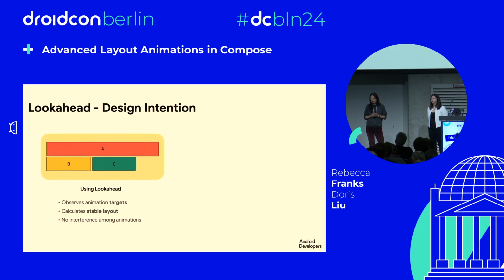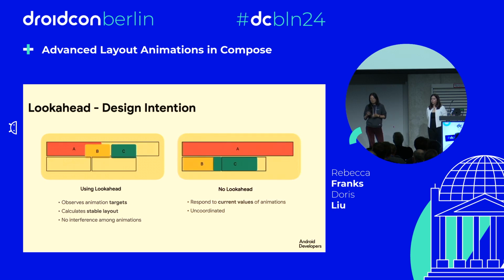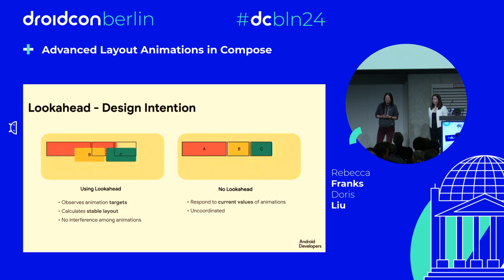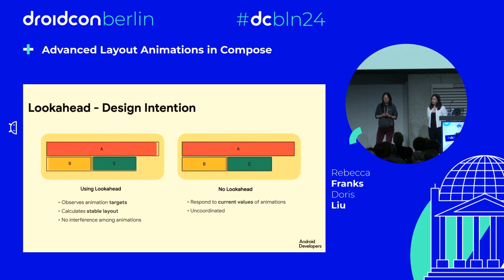The stable layout in this case is indicated with wireframes. Now, with the stable layout, we can just base our layout animation on the stable layout instead of on other animations' animated size. That would avoid the interference among animations. And if we put these two examples side by side, with or without look ahead, I think you will agree with me that the version with look ahead looks much more coordinated and intentional.